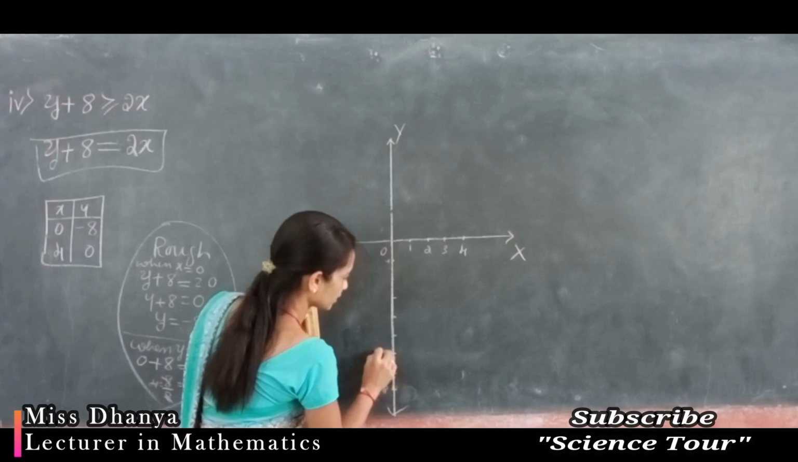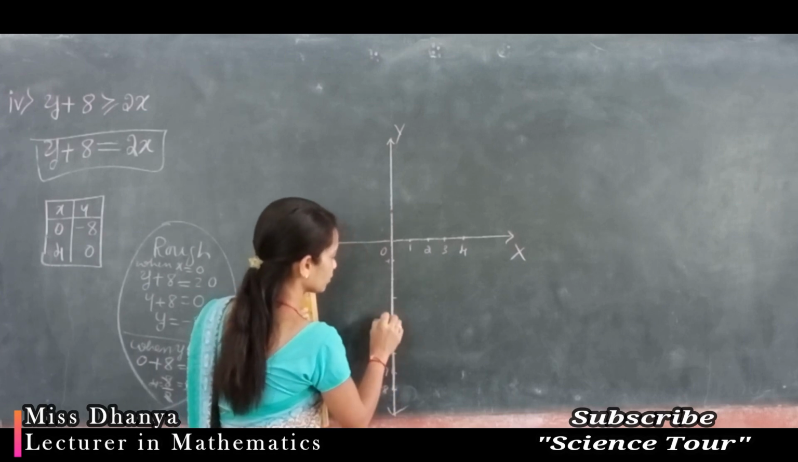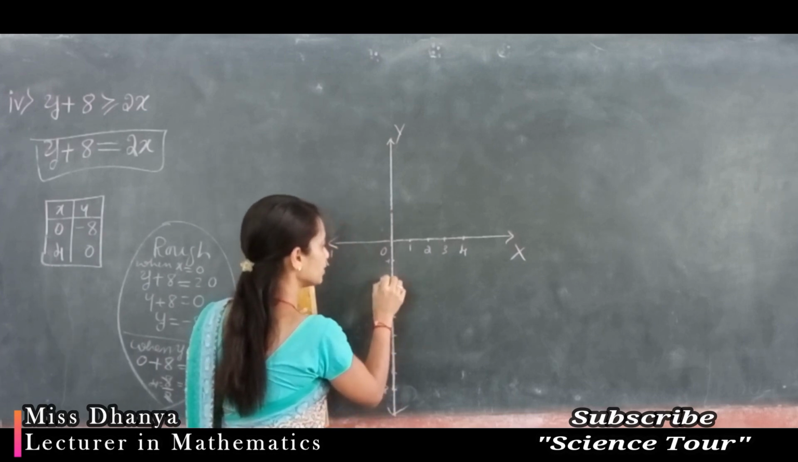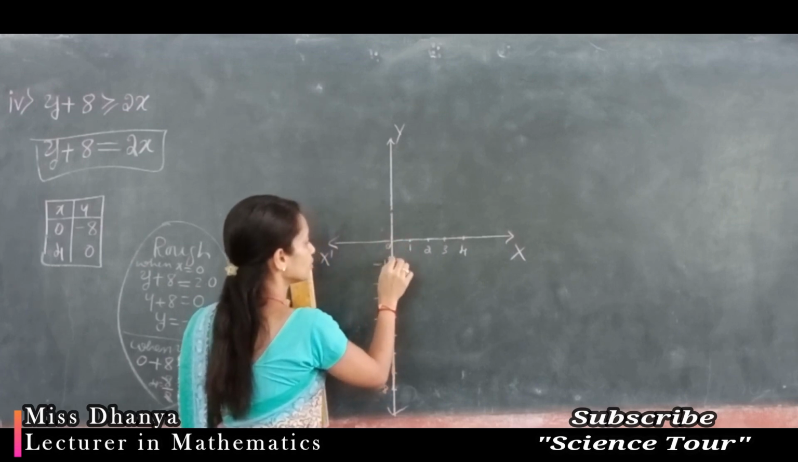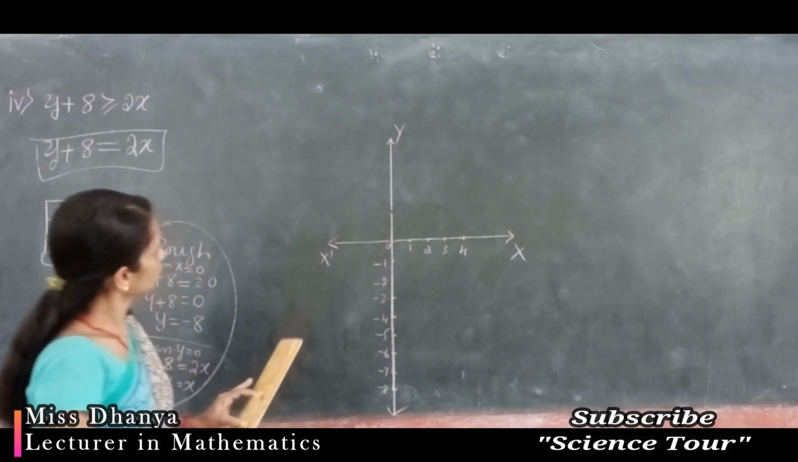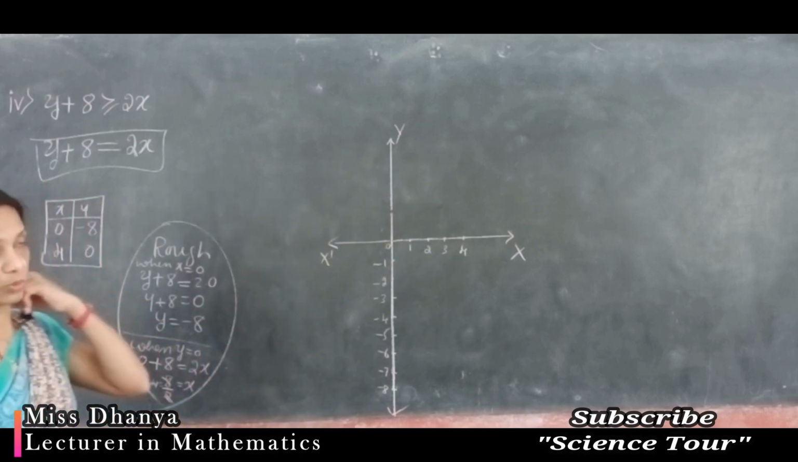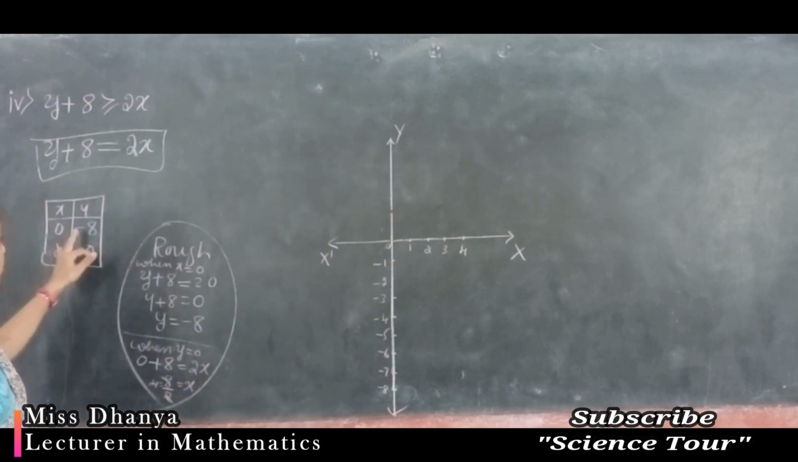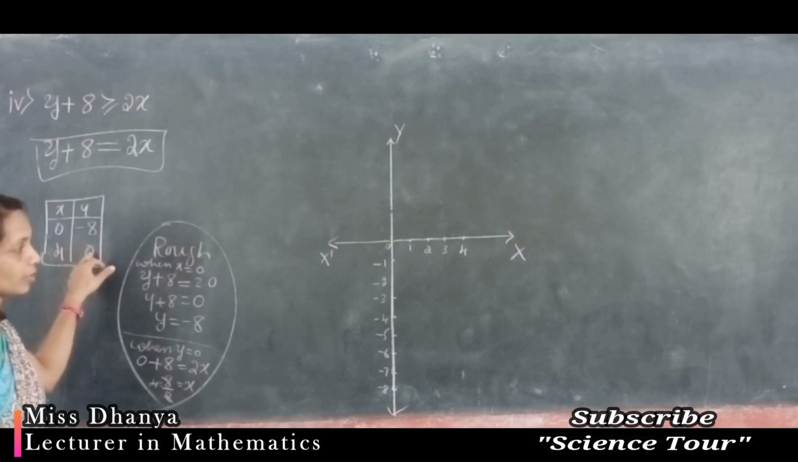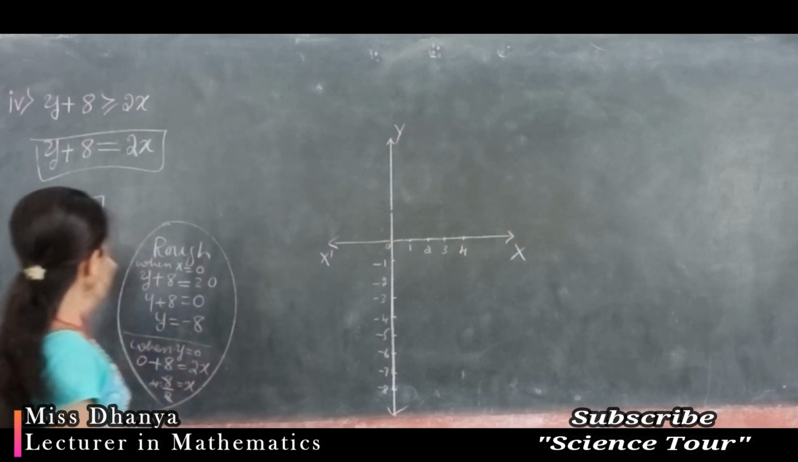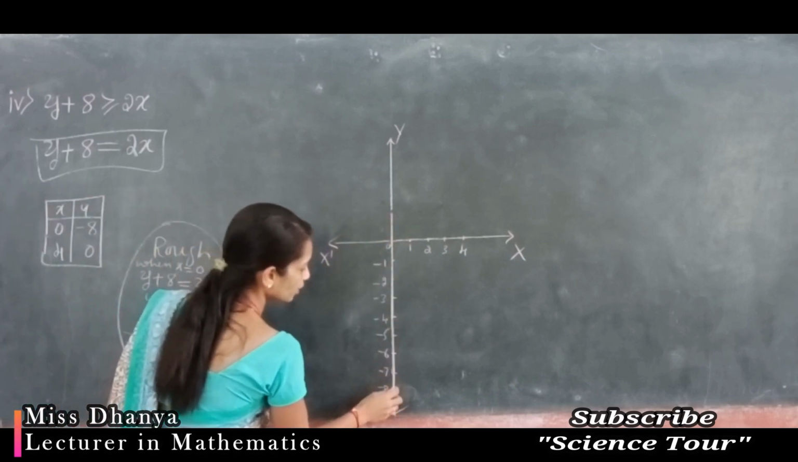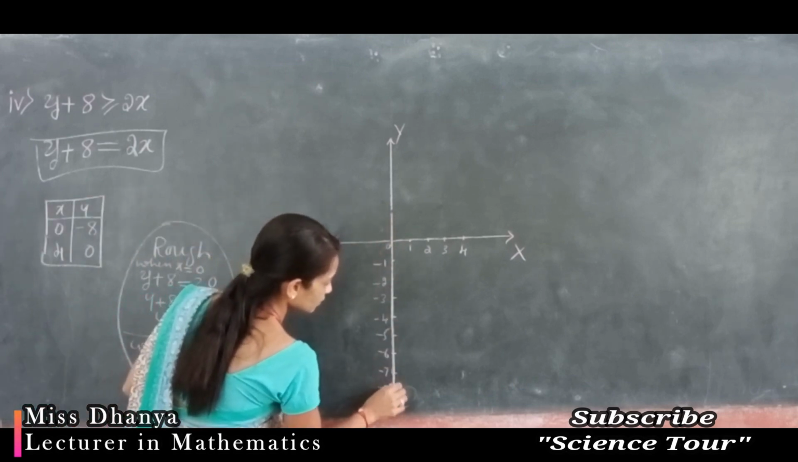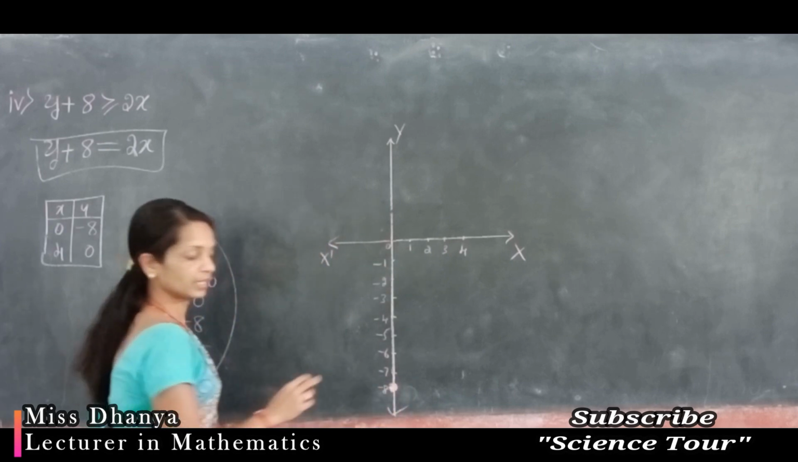Minus 8, minus 7, minus 6, minus 5, minus 4, minus 3, minus 2, and this is minus 1. Origin is 0. The positive side of the y axis is not needed now, because in the table you have 0 comma minus 8 and 4 comma 0. The point 0 comma minus 8 is on the y axis. At 0 you have to move down up to minus 8. So this is the point 0 comma minus 8.